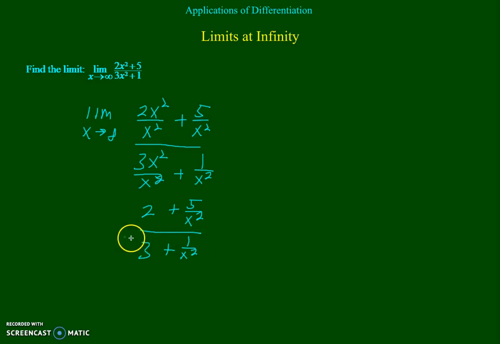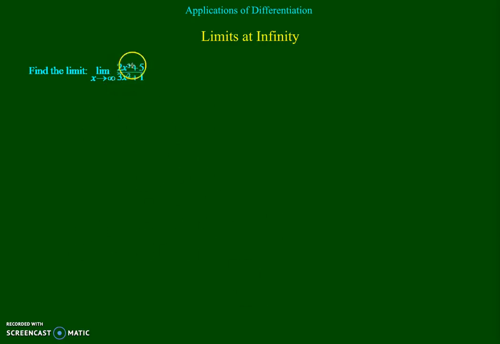Now we take the limit as x approaches infinity of this. This goes to 0, and this goes to 0. So what we're left with is 2 over 3. Not too bad. And let's do one more example. So here we have a similar example. So we're going to do the same thing.